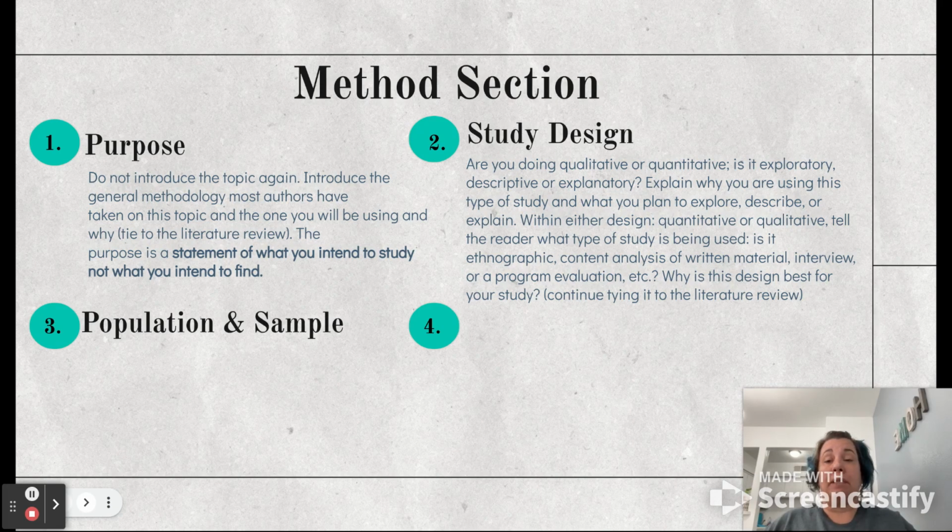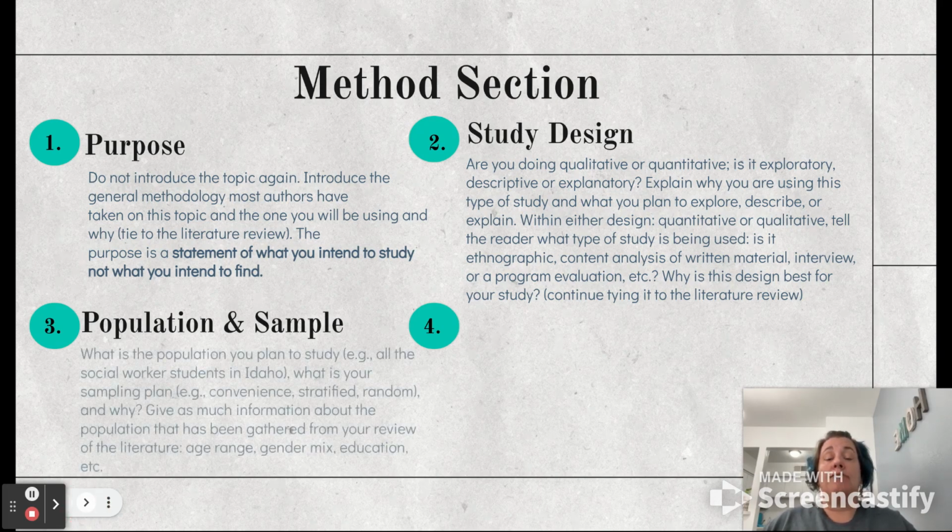Following that will be the population and sample. Now, often we might think these are both the same thing, but they're not. The population is the general overall population you plan to study from. So, for example, social workers in Idaho, that could be a possibility. But then from that population, you're only going to use a sample.